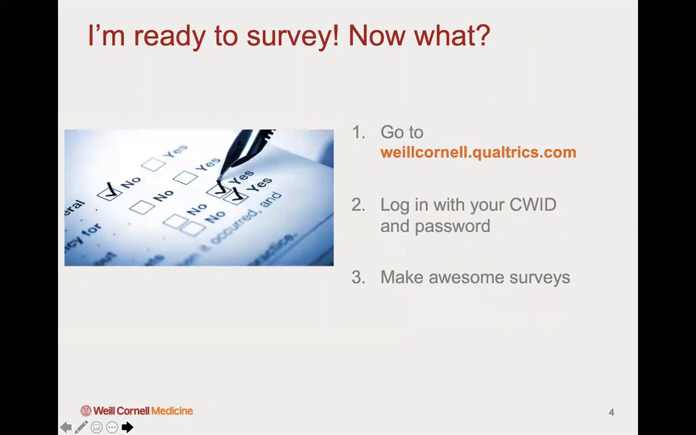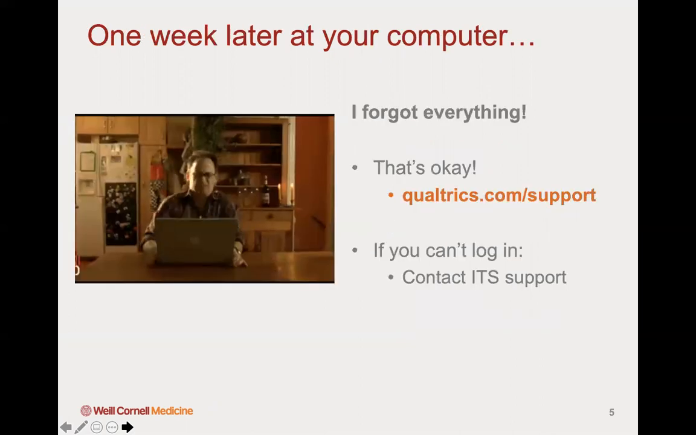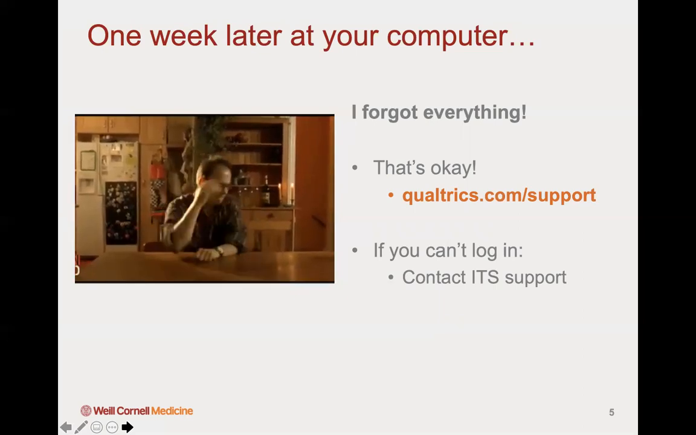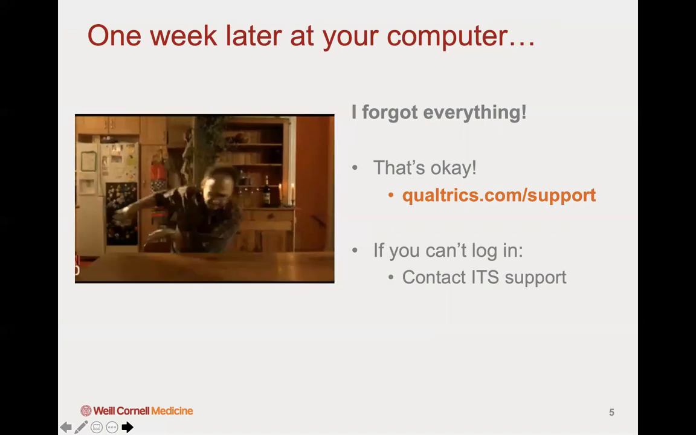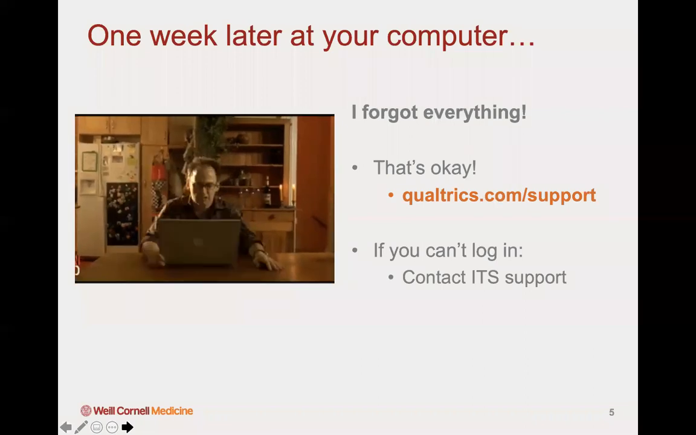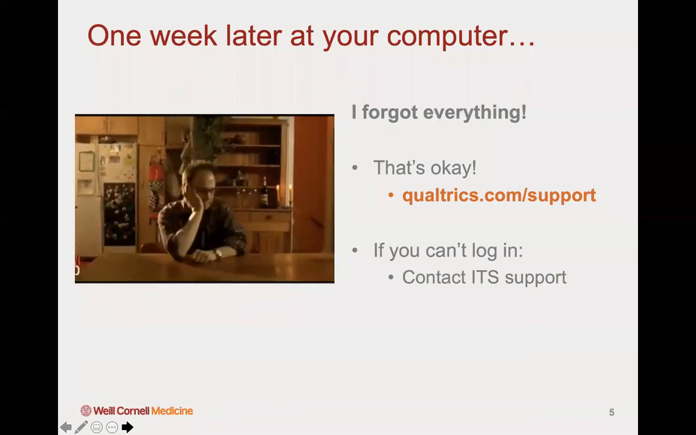Qualtrics is available at wildcornell.qualtrics.com. Really easy. All you need to do is log in with your CWID and your password, and then you just start making surveys. It's that simple. If for some reason we go through all this information today, and you go to your computer a week later and try to make a survey and you realize you forgot everything, don't worry. I'll be sending you this information again so that you can go back through it.